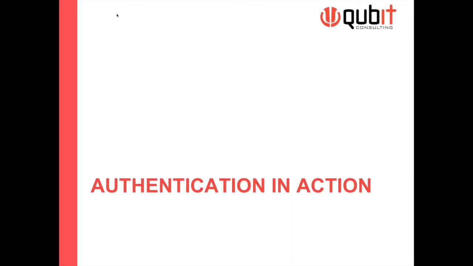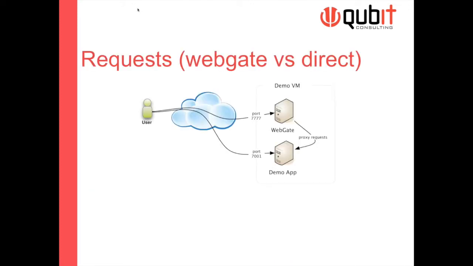Okay, so let's do a quick run through ourselves. Before I do this, I'll show you, as part of the demonstration, what it looks like. I'll be accessing authenticated requests via the web gate, which is port 7777. But to show you the negative case as well, I'll bypass.